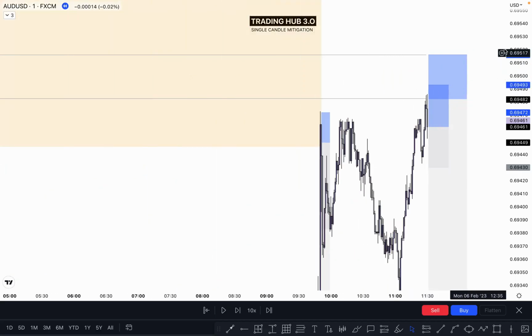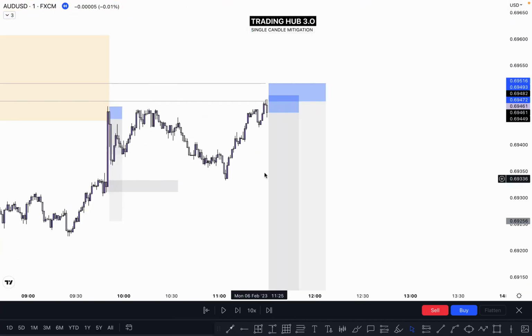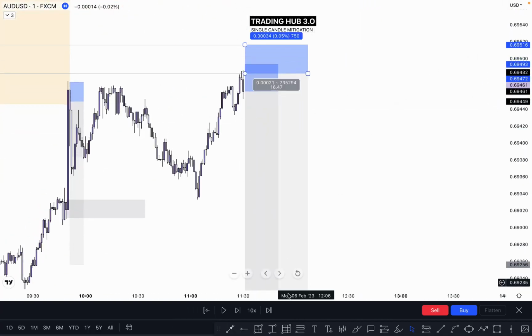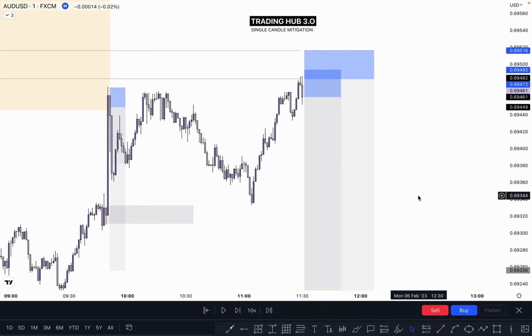But where is your target? Target is the same 15-minute major low, which one is here, and your break even point is when market breaks this low. When market breaks this low, then we can move your stop loss to break even point. Okay, let's see what happened next after this one.